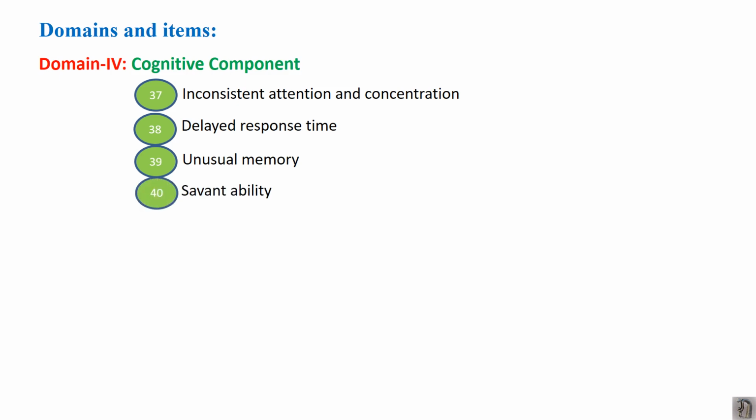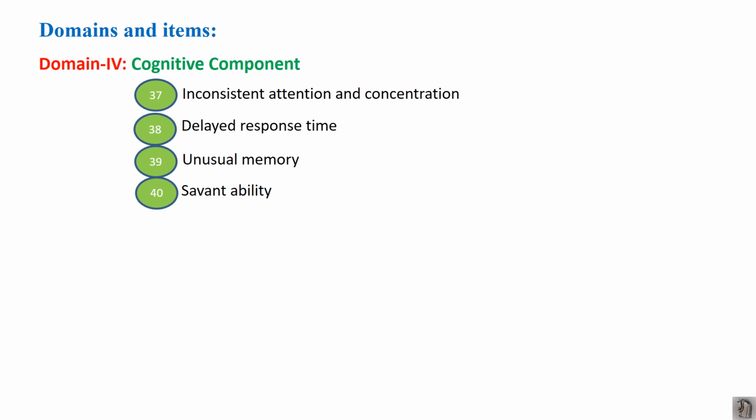And the last one is savant ability. That means the unique ability, whether the child has some artistic talent or not, that you need to check, whether in dancing, music, violin. A lot of things are there which you can observe in savant abilities, and then you can assess. So these are the 6 domains which we have discussed.